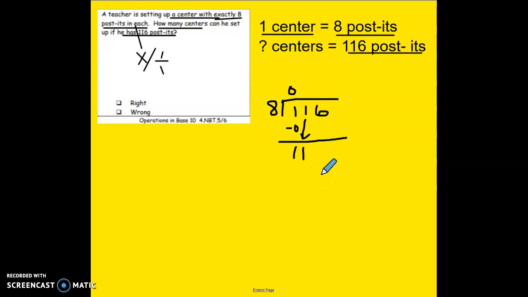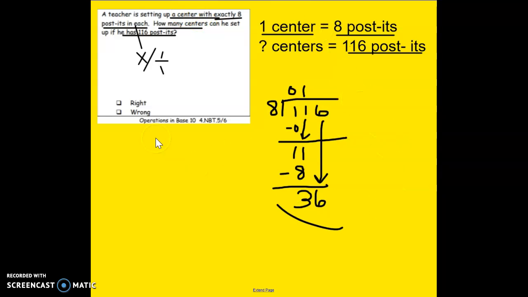So how many times does 8 go into 11? Well, I know that's 1 time. And then I'm going to subtract. 8 times 1 is 8, right? So 11 take away 8 is 3. And then I'm going to bring down the 6. I'm going to get 36.